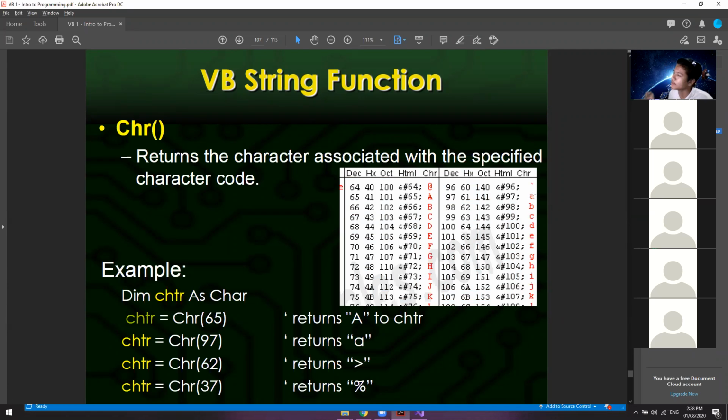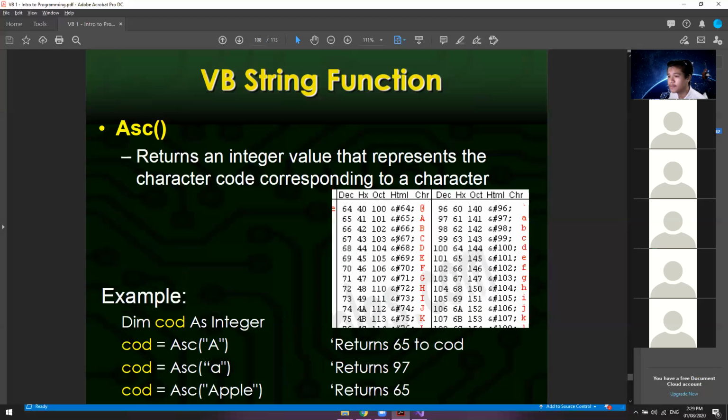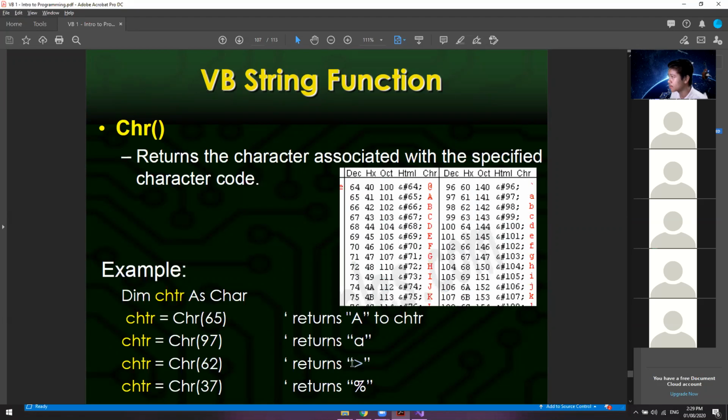Take note, capital and small letters have different ranges. For capital letters, the start is 65, up to, just count 26. For small letters, the start is 97, up to however many alphabets we have. Okay? So CHR 62, just look for 62 here. It isn't there. Okay, so I guess it's on the other side. For 62, the symbol is greater than.